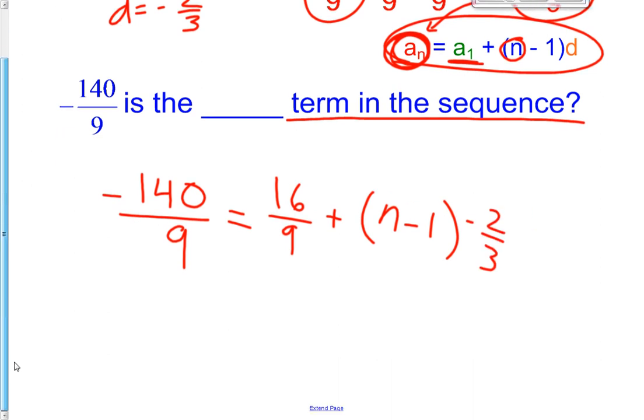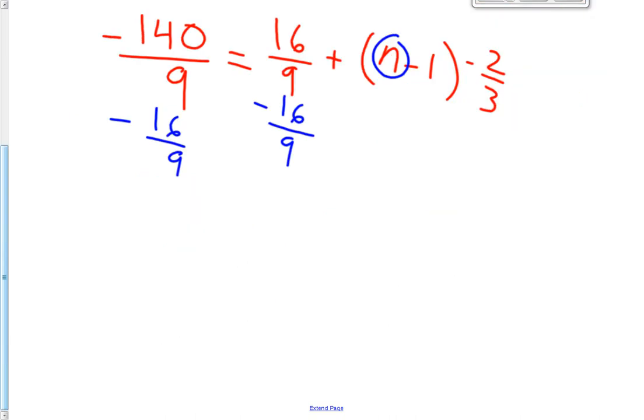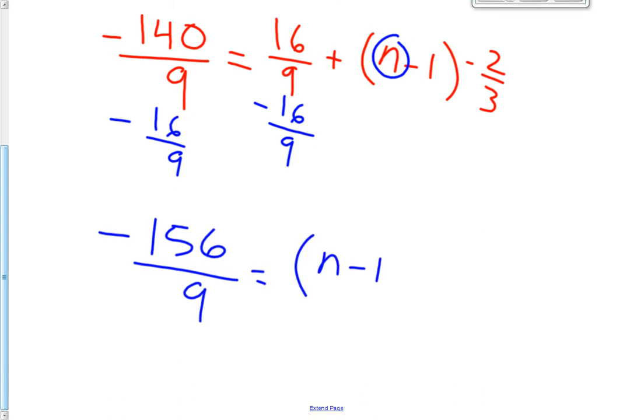Okay. So now what we're going to do is solve for n. I'm first going to subtract 16/9 to get it onto this side. When I subtract, I get a negative 156/9. That equals my quantity n minus 1 times a negative 2/3.